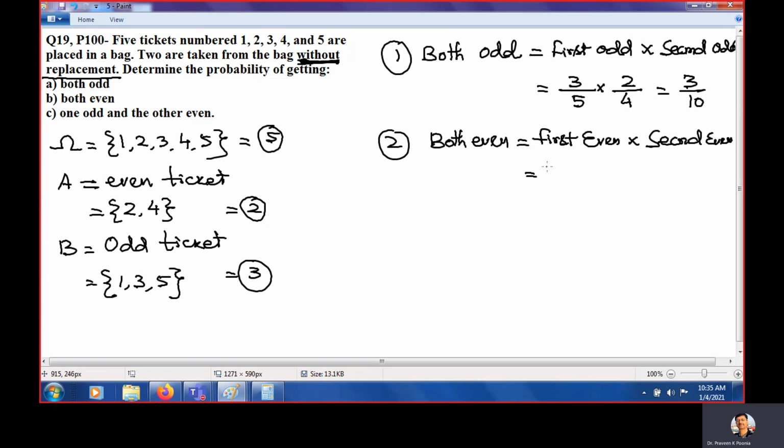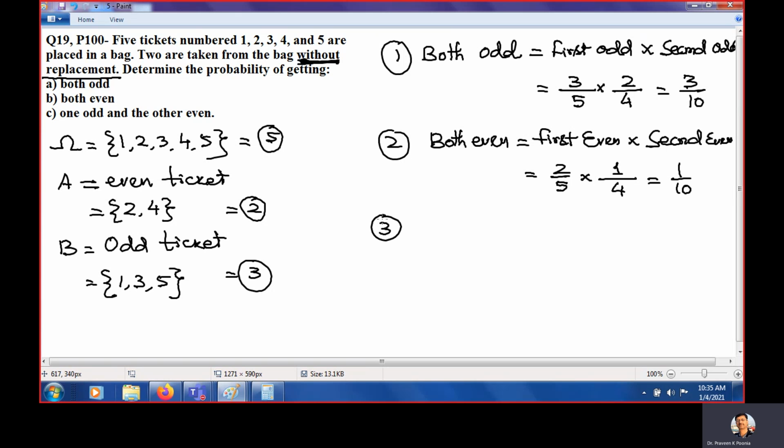First even are 2 tickets. So 2 upon 5 times 2 upon 5. Now 1 ticket we have already drawn because it is without replacement. So total is 4 and 1 ticket because both are even. So 1 we have already drawn. So it is 1 upon 4. So the answer is 1 upon 10.